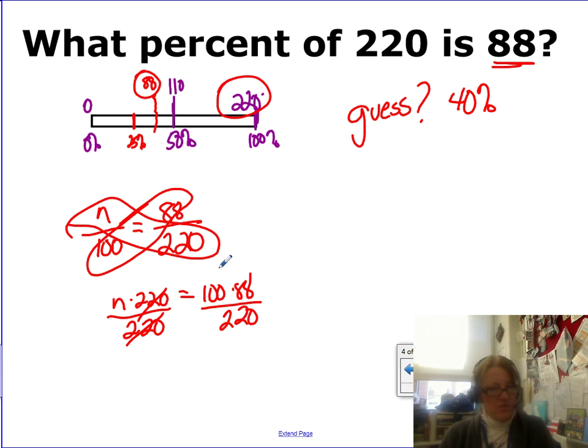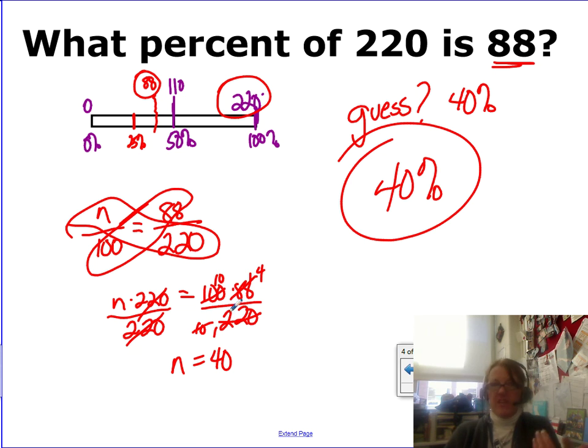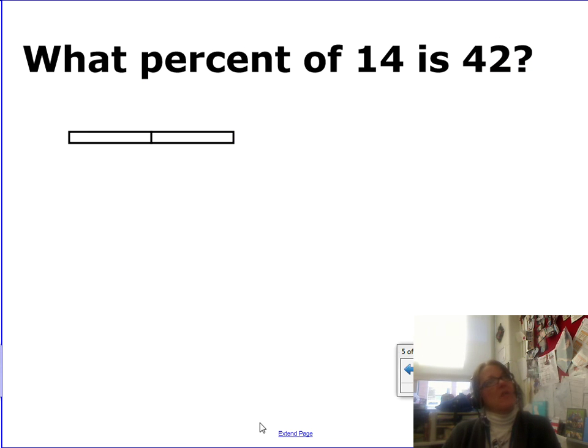This one works out so nicely. I'm not even going to use my calculator because I'm going to say, well, 22 can go into 220 exactly 10 times, and 22 goes into 88 4 times. 10 also can factor into 100. And what I'm left with is that n equals exactly 40. What? That was my guess. Nice. There we go. Okay. Sweet. What about this one?